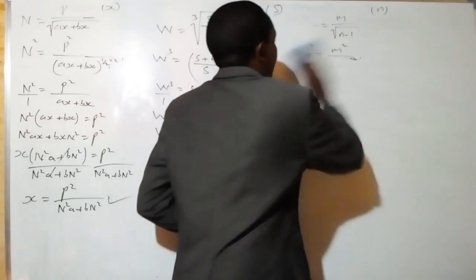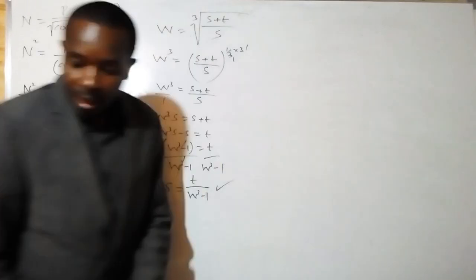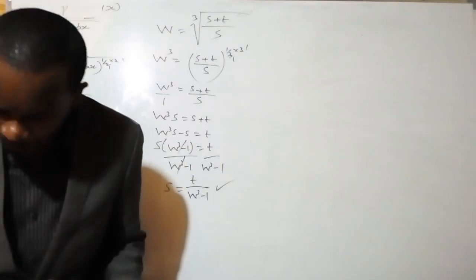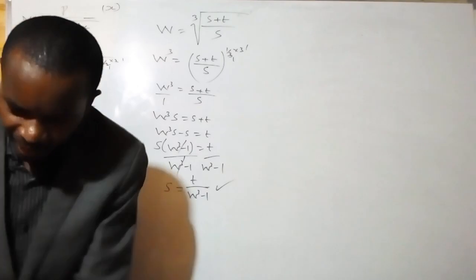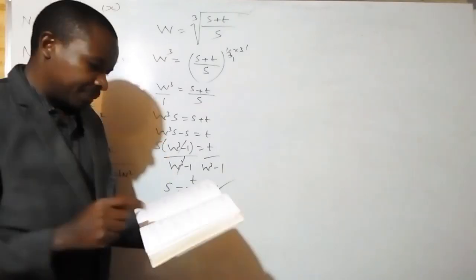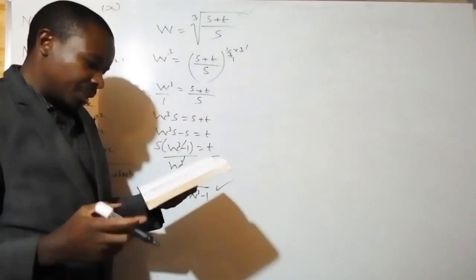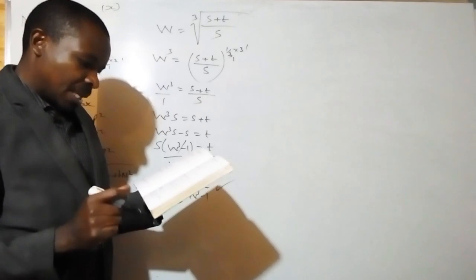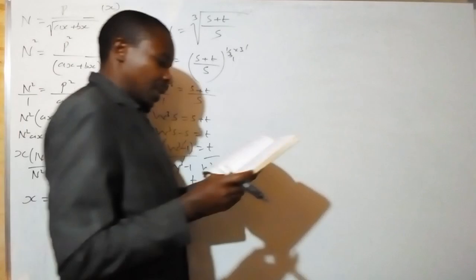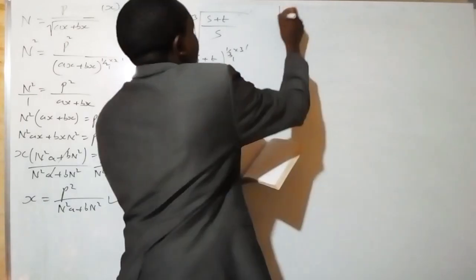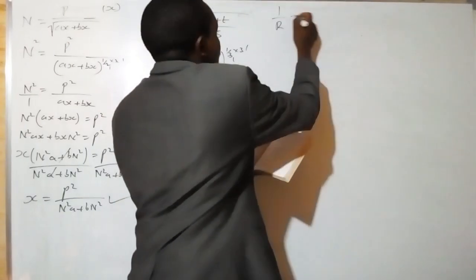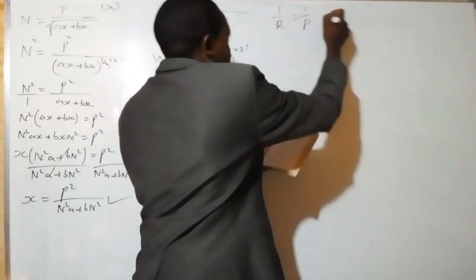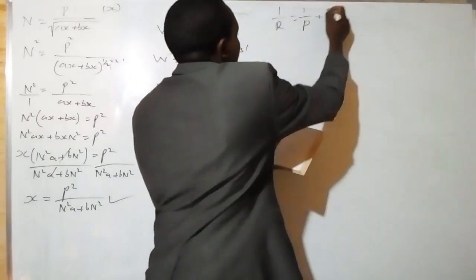Let me check where you are given 1 over r is equal to 1 over p plus 1 over q. They want you to make p the subject of the formula.